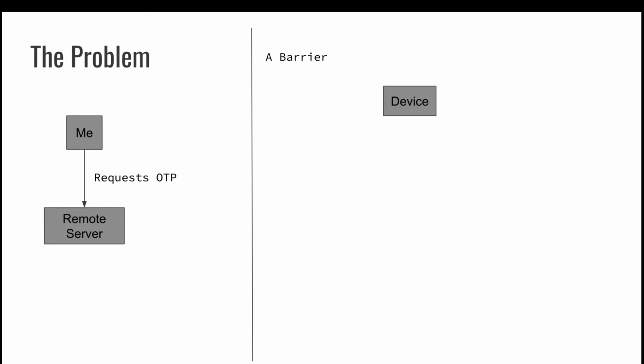So when I request an OTP, the request goes to the remote server, and the remote server sends the OTP to my device, which is situated far away from where I'm located right now. So the device receives an OTP, which is great, but the problem is that I cannot access it. So I have to call somebody, as I mentioned before.